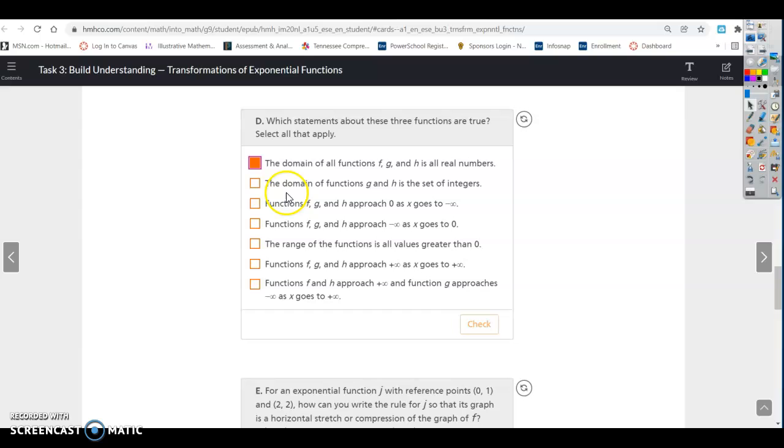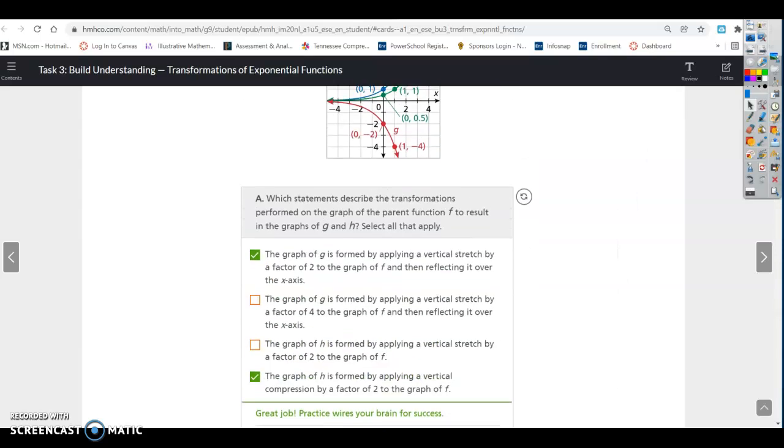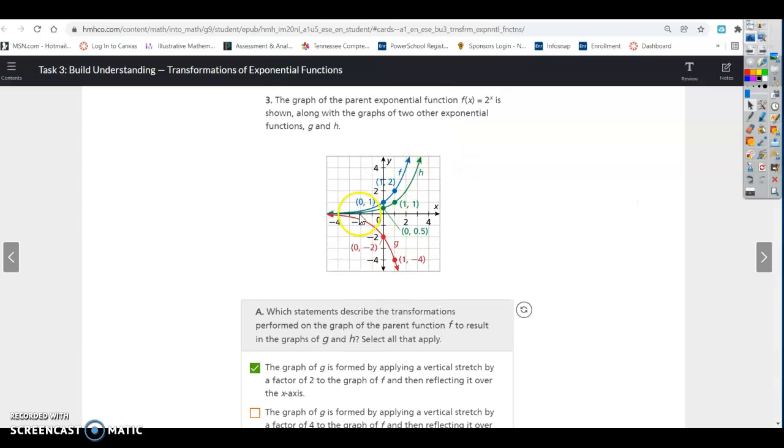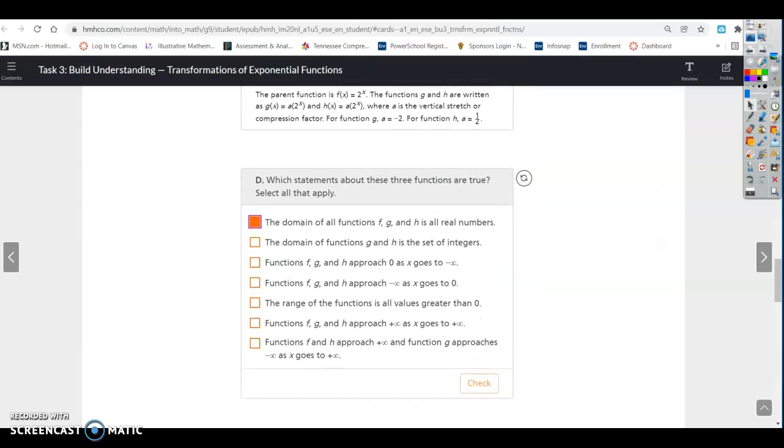It says the domain is the set of integers. That one's not true. This one's true. And this one says the functions f, g, and h approach 0 as x goes to -infinity. All right, so let's look at the picture. As x goes negative, as x goes to the left, it's going towards -infinity. You can tell because the x values are decreasing. All three of these functions look like they approach 0, so that one would be true.